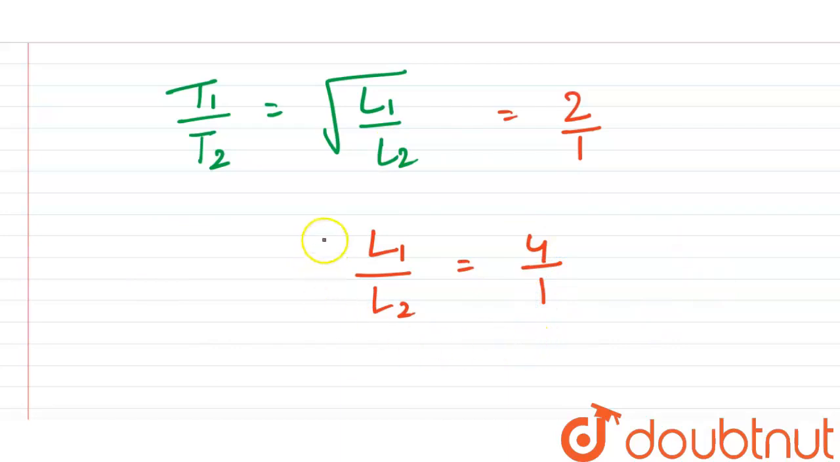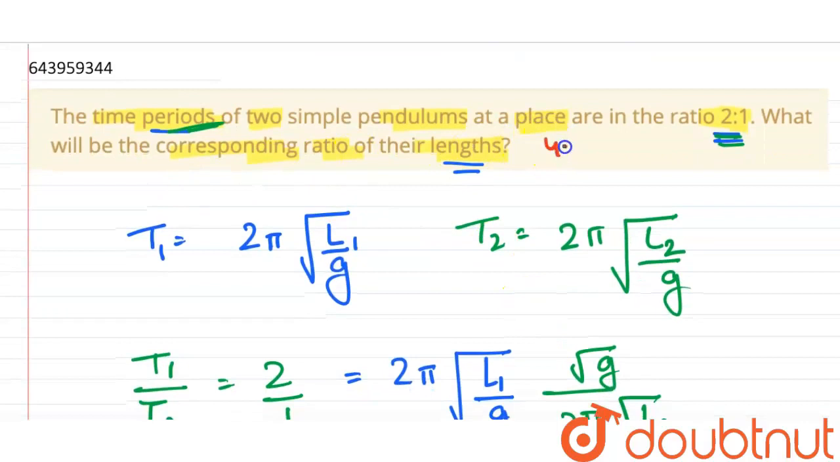So our final answer is the ratio of their lengths is 4:1. That's all. Thank you.